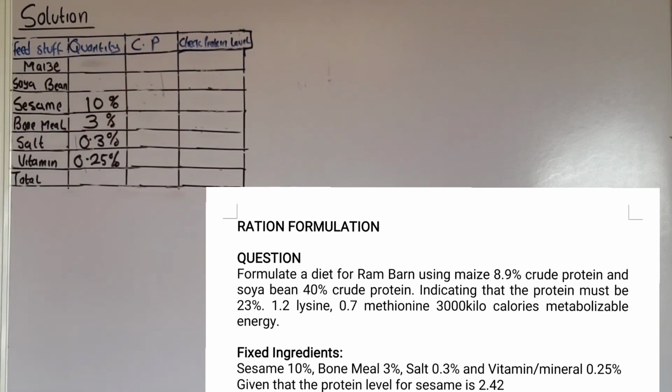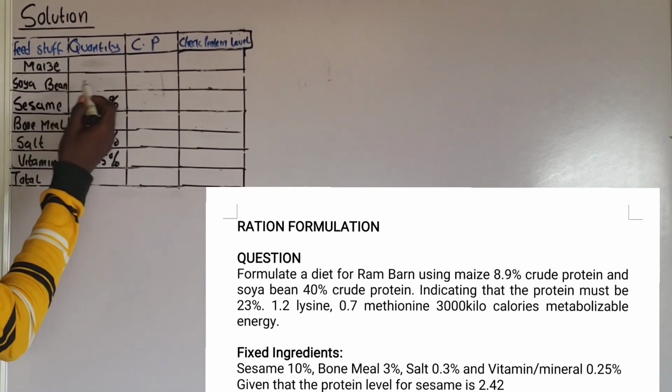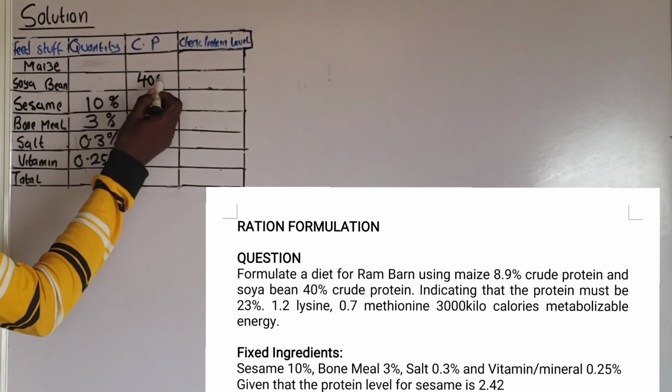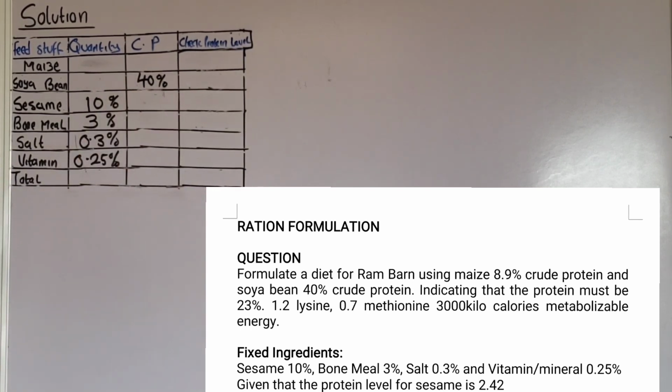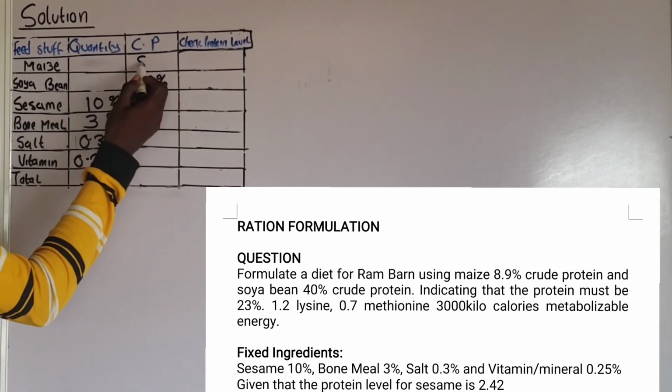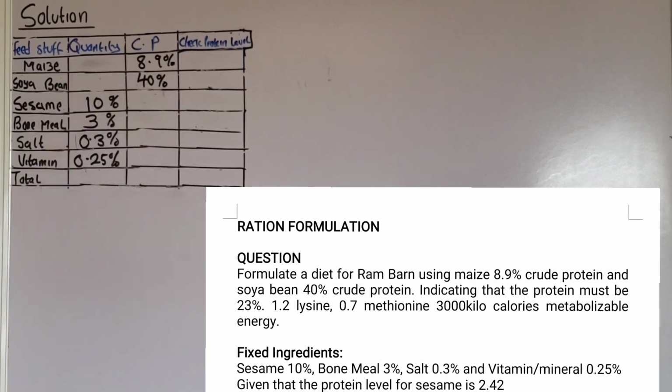Now let's check for the crude protein. For maize, we are given that the crude protein is 8.9%. For soya beans, the crude protein is 40%. So I'm going to have 40% here. For soya bean it is 40%, and for maize it is 8.9%. So now those are the information that we are given in the question.